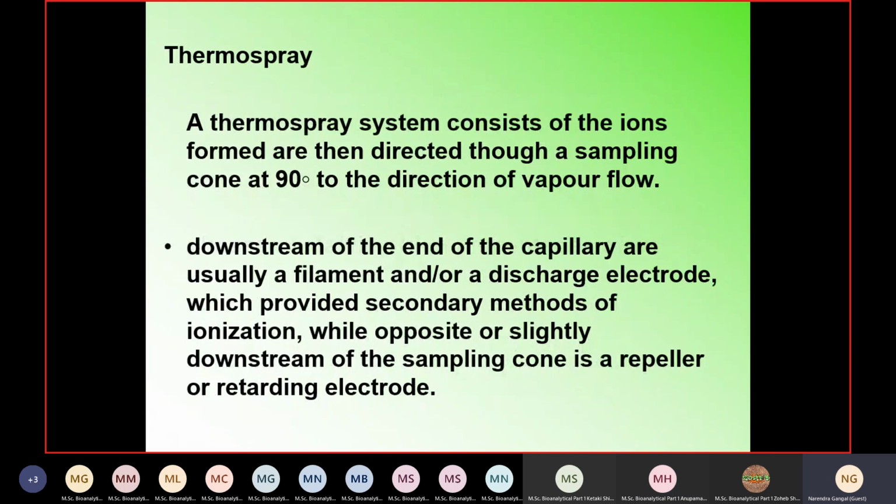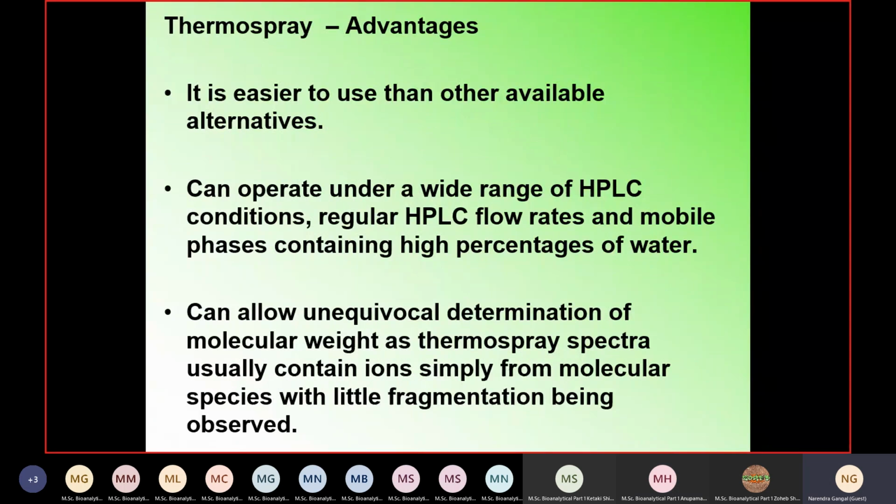So let us see the advantages. These are all advantages from when the thermospray was introduced. Today thermospray is no longer used as a technique because there are better techniques available. But in 1983, thermospray was the first spray technique to be used for LC and MS.